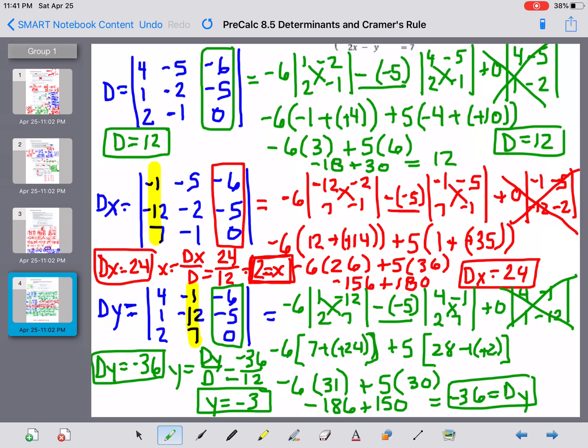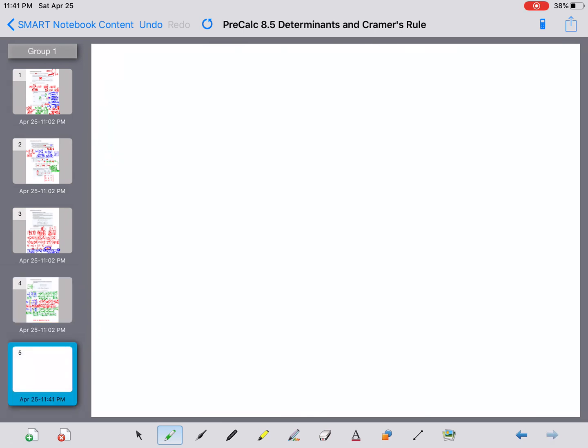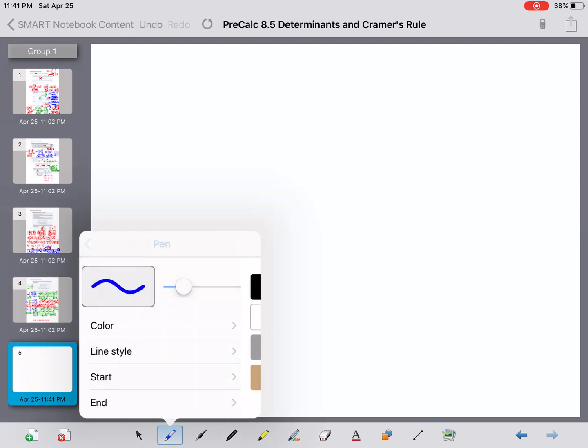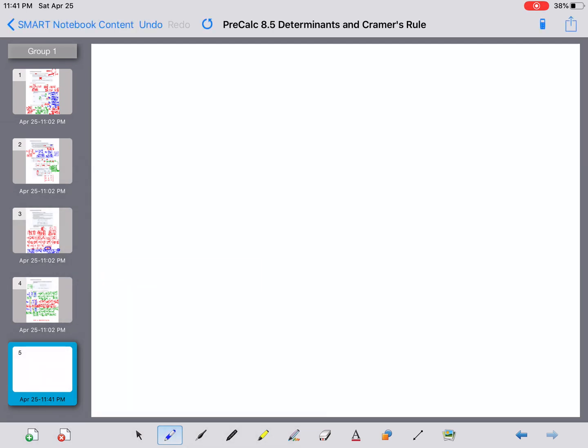All right, so to find my dz now. Remember, since this is my z, I go back to my original d, and I want my x coefficients, so I'm going to keep the 4, 1, 2 from before. I want my y coefficients back, so I want my -5, -2, -1. And this time I replace my z coefficients with the answers because I'm on my z one. So now I get my -1, -12, and 7. So there's my dz matrix, and I wanted to find the determinant of this one.